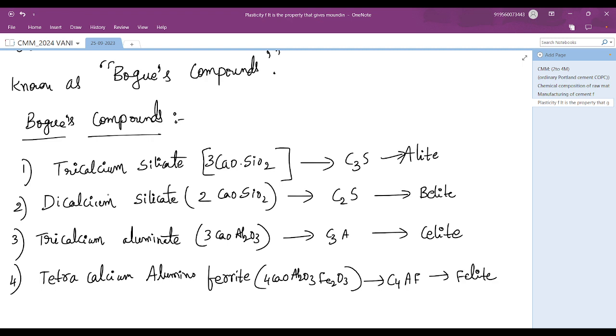And coming to these Bogue compounds, their function, percentage, and the influence on the various properties of the cement when it is used in practical scenarios, we'll discuss in our next class. So please revise whatever we have discussed in today's class before coming to tomorrow's class. With this, I'm going to conclude today's session.